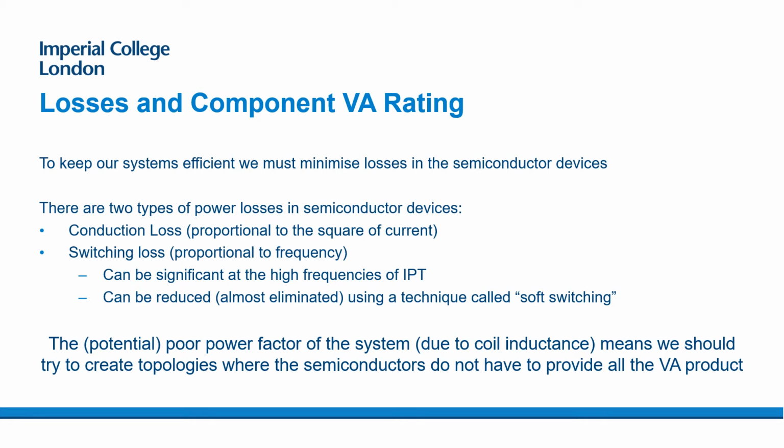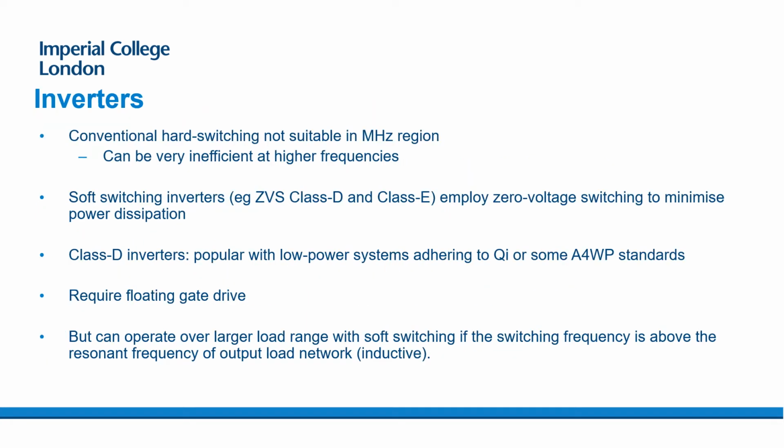The other thing that we need to bear in mind is that we don't want to be rating our semiconductor components to a massive VA rating in order to be overcoming the inductances of the primary and secondary coils. So, as I've said, conventional hard switching is not suitable really in the megahertz region, not at any reasonable power level. So we're interested in looking at soft switching types of converter.